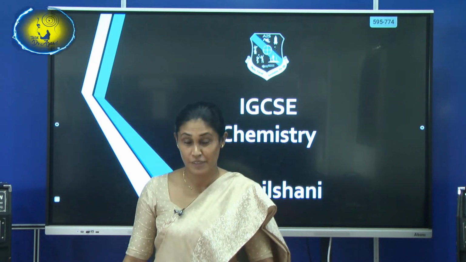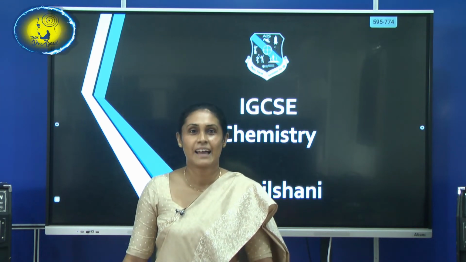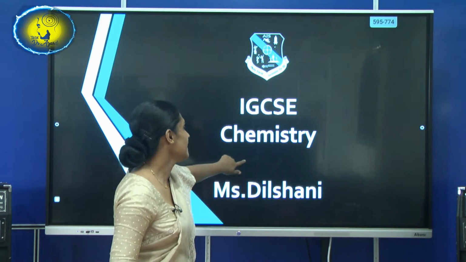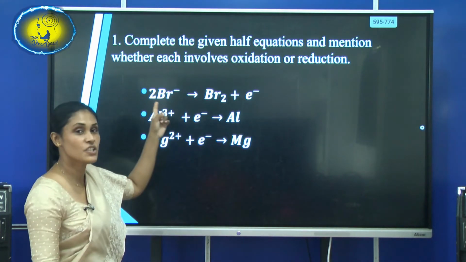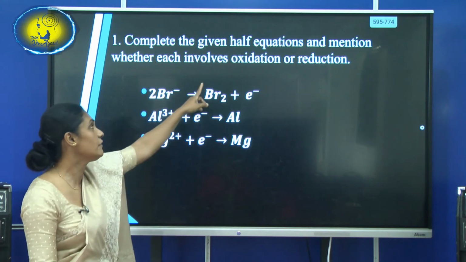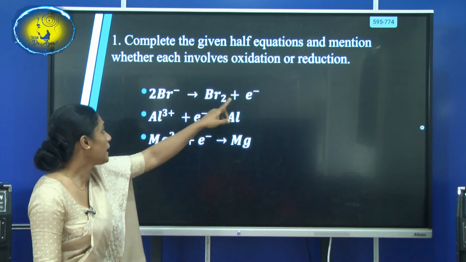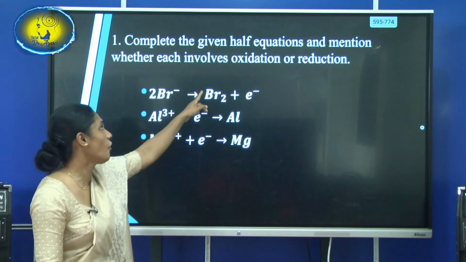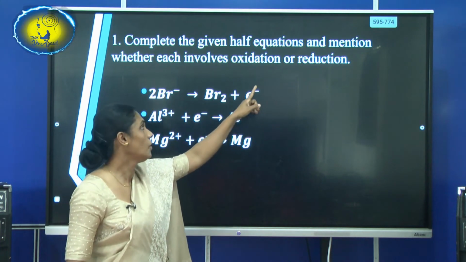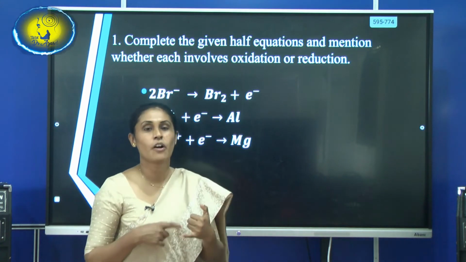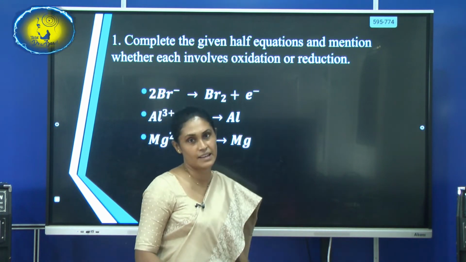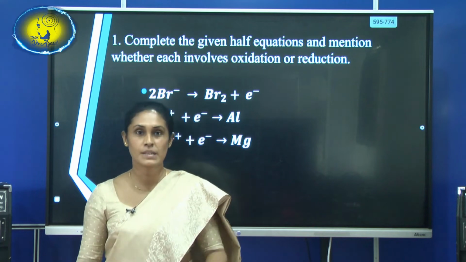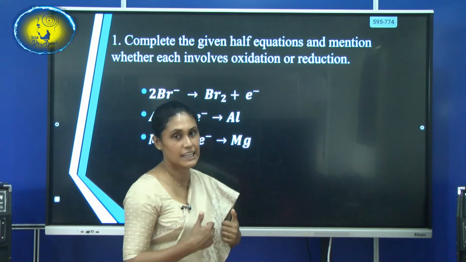I came to see you with another assignment. See the question. The first question is given like that: complete the given half equations and mention whether each involves oxidation or reduction. Now you have to recall the memory of oxidation as well as reduction. Oxidation, losing electrons; reduction, gaining of electrons.